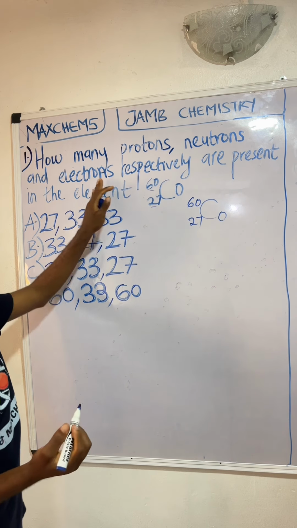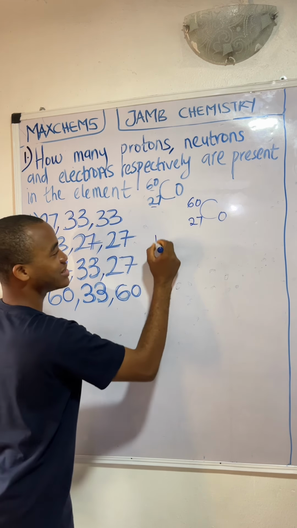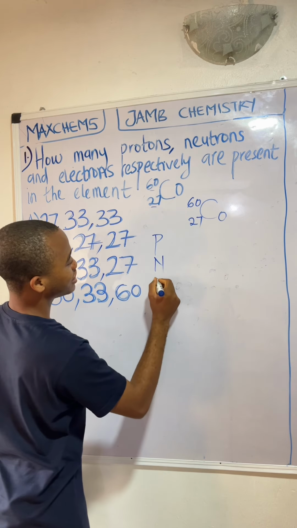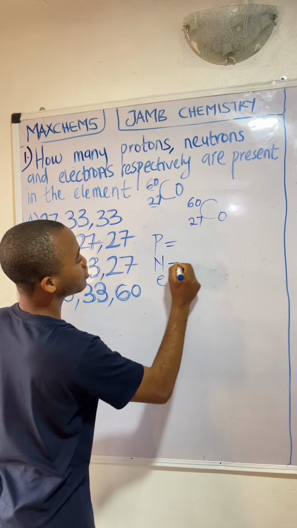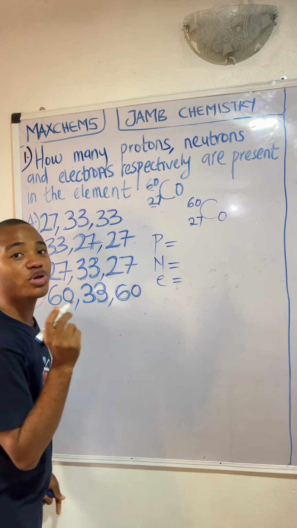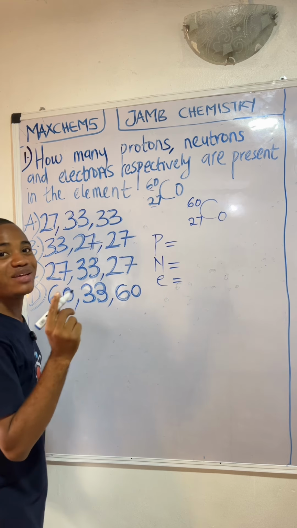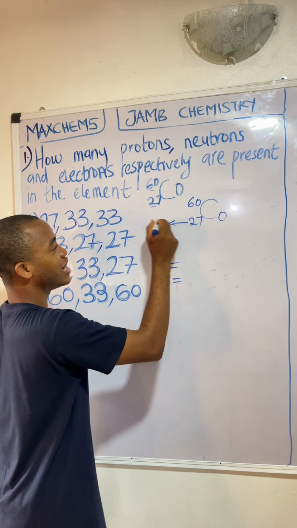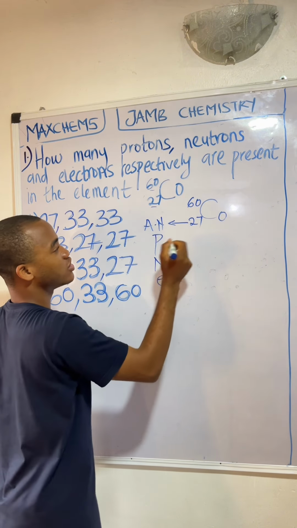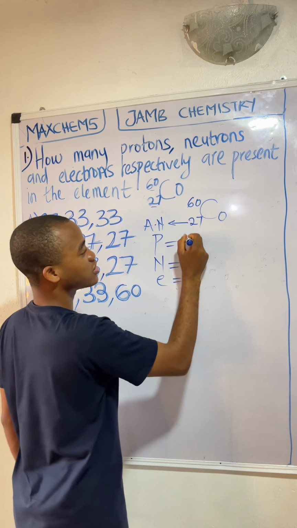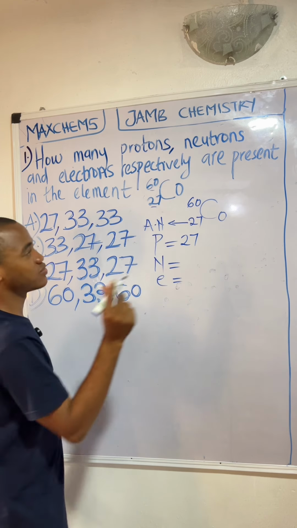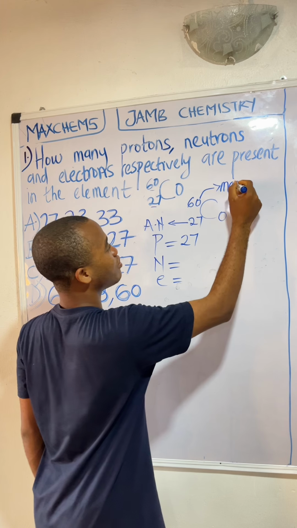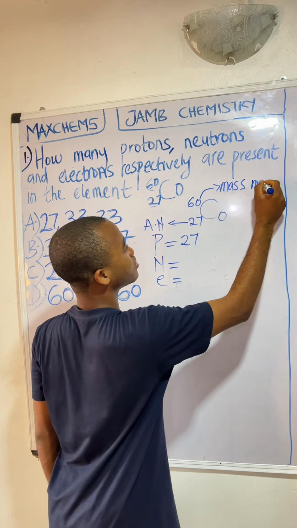Protons, neutrons, and electrons. Now, I'm not going to write it. This is going to be quick. Protons, neutrons, and electrons. Now, proton is what? The atomic number. The atomic number of any element is the number of protons that element has. And here, this is the atomic number. I told you that it's always written below, right? So that tells us that the number of protons is what? 27. Correct.